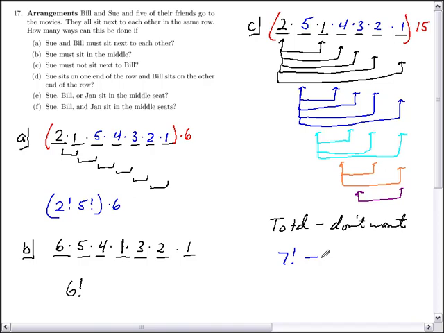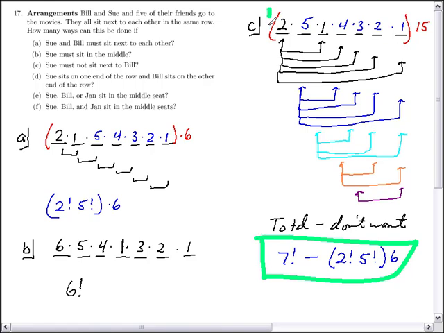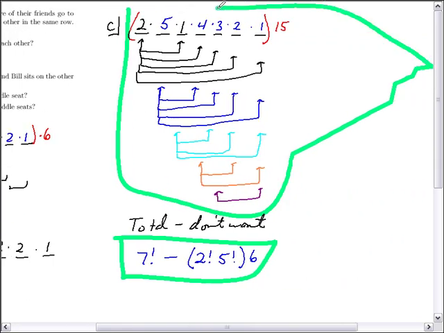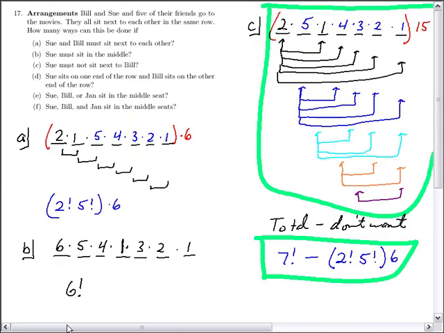So for part C, what conditions do we not want? Well, we don't want them next to each other. Well, how many ways can they be next to each other? Notice that's our answer for part A. So for this example here, depending on how you set the problem up, you can either solve it like that, or you can solve the problem in that manner. Both of these methods will get you to the same answer.